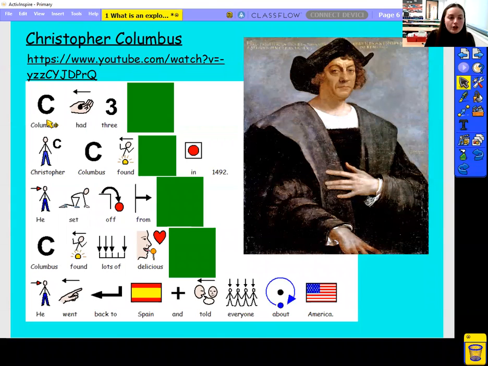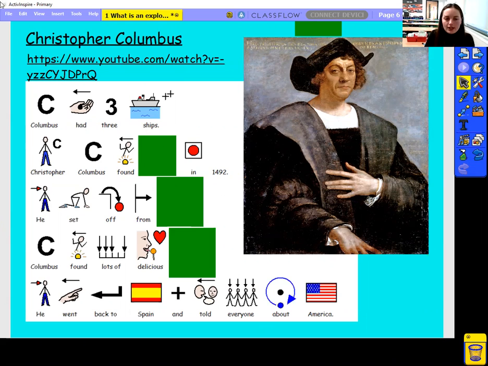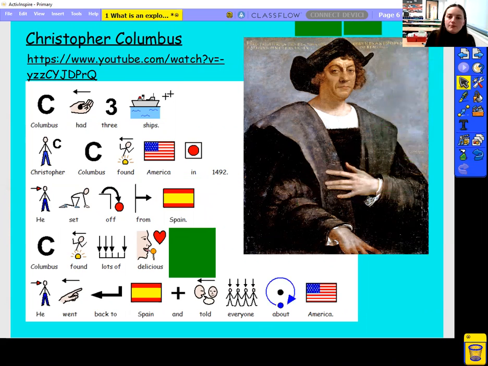Okay, let's go. Columbus had 3 what? Ships, well remembered. Christopher Columbus found, in 1492, what did he find? Fantastic, he found America. He set off from which country? Spain. Columbus found lots of delicious food. Wow, Year 2, I am so impressed with all these facts that you've remembered.